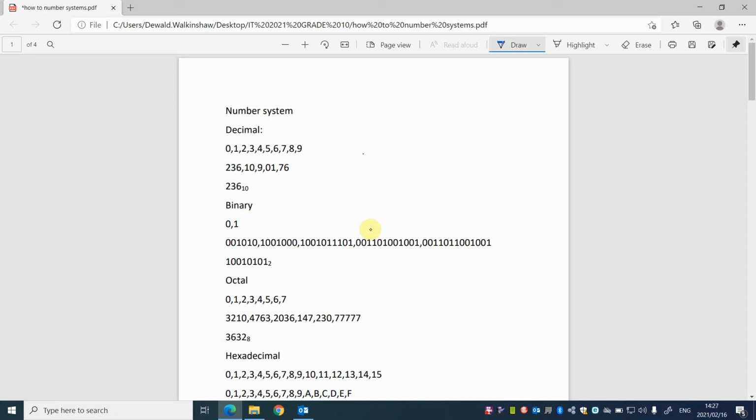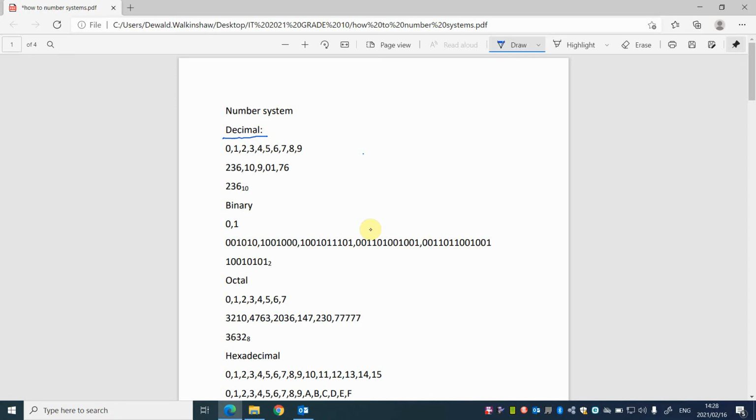Okay. So if we start with the first one, the first number system we have is called the decimal number system. Decimal we normally see as 10. So that means our number system has 10 numbers. If we start at 0, that will be our first one. Then one, we just count onwards until we have 10 numbers. So that would be 1, 2, 3, 4, 5, 6, 7, 8, 9, 10.